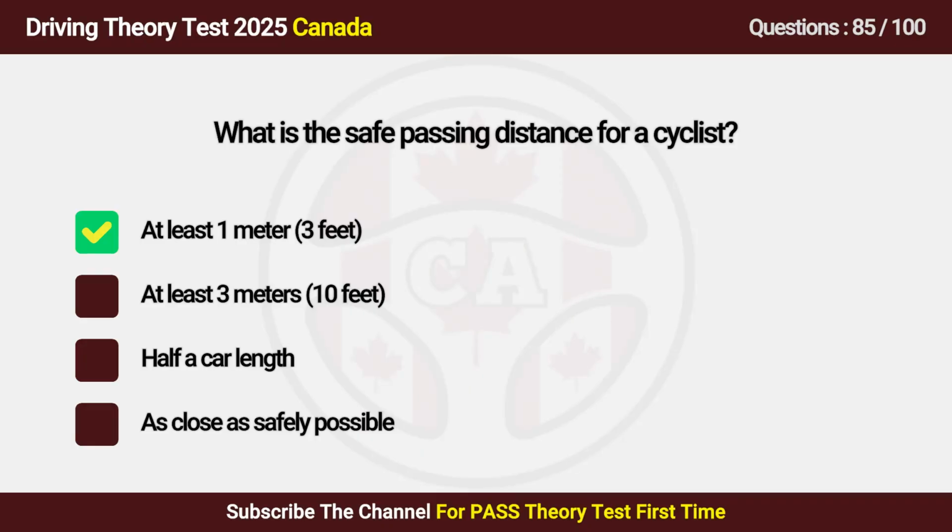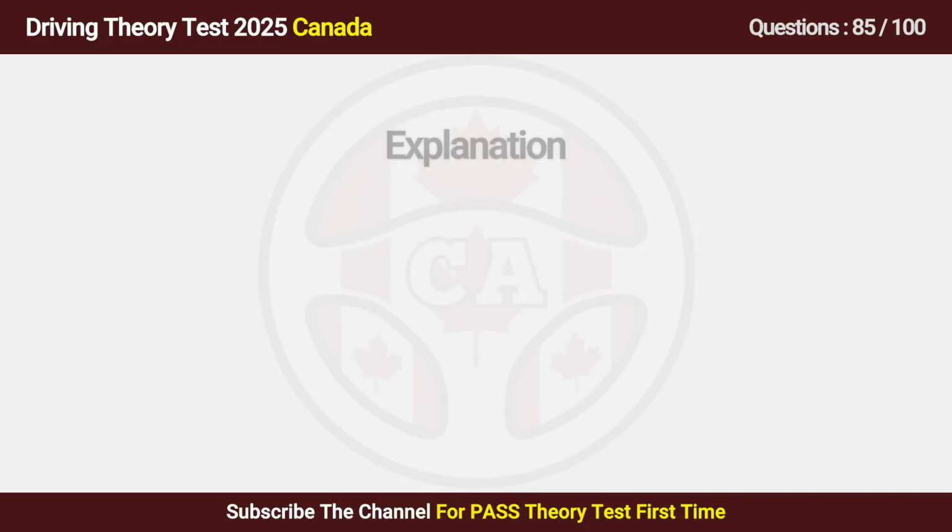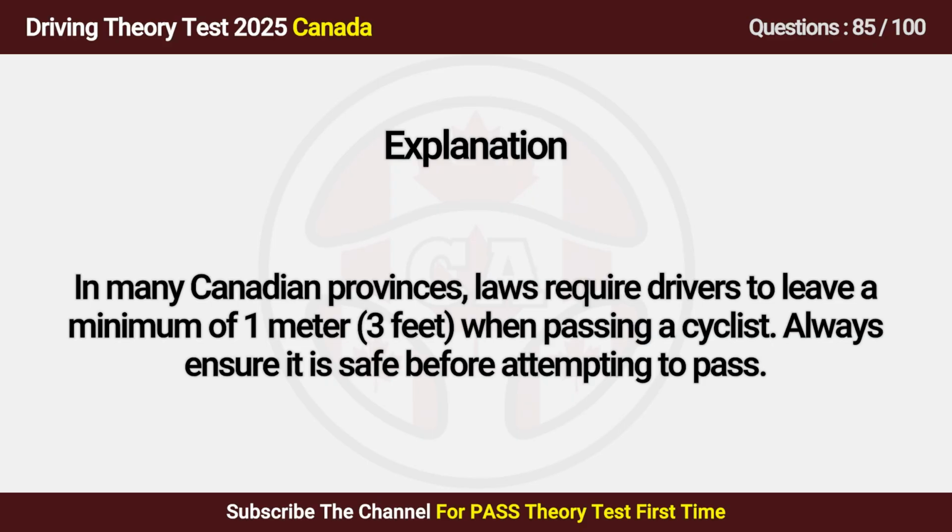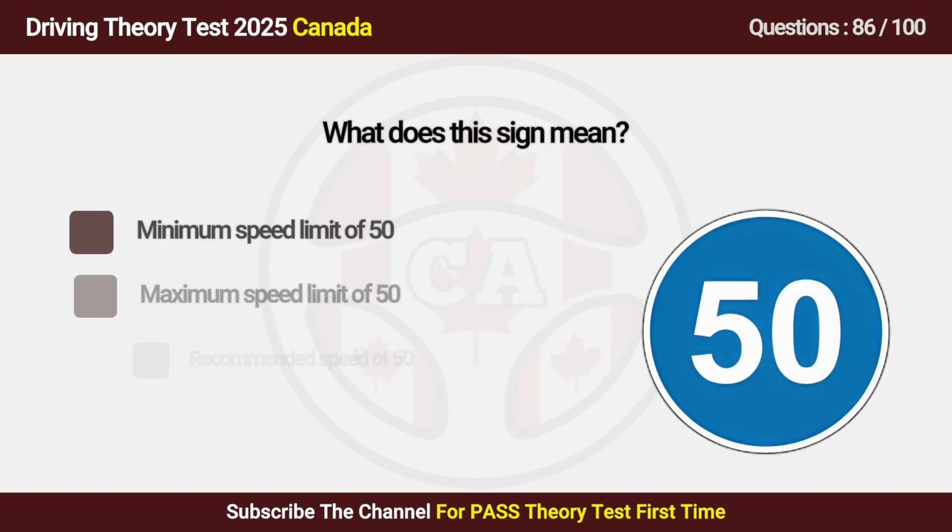Answer is A. At least 1 meter, 3 feet. In many Canadian provinces, laws require drivers to leave a minimum of 1 meter, 3 feet, when passing a cyclist. Always ensure it is safe before attempting to pass. Question 86. What does this sign mean?